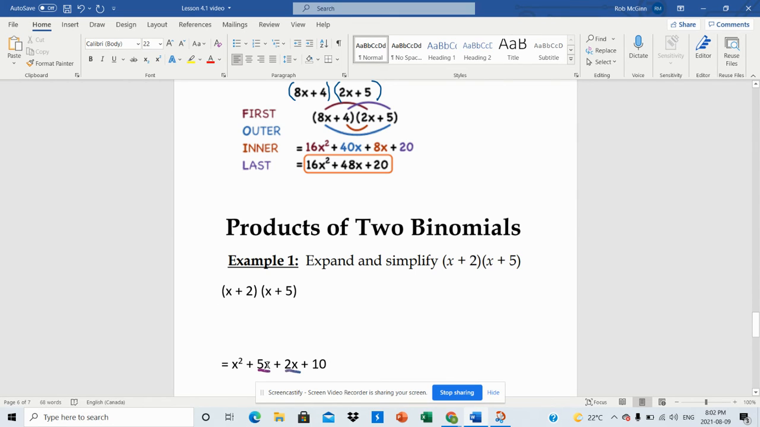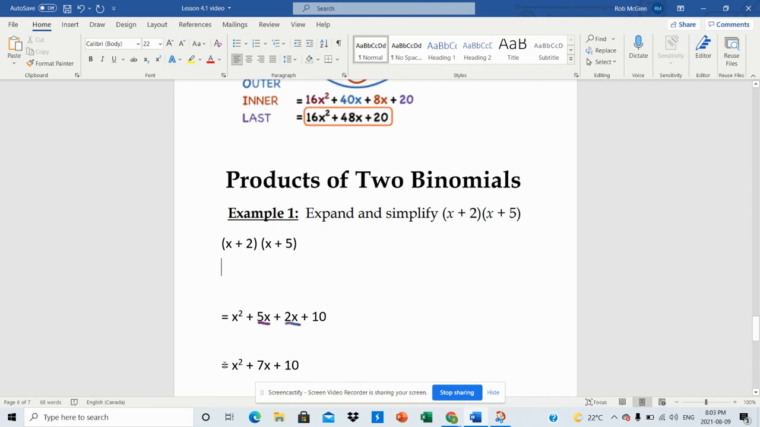Now, we've got x squared plus 5x plus 2x plus 10. We can collect our like terms. So things with the same base here. We've got 5x plus 2x. We can combine those. x squared plus 7x plus 10. All right, let's look at one more example.